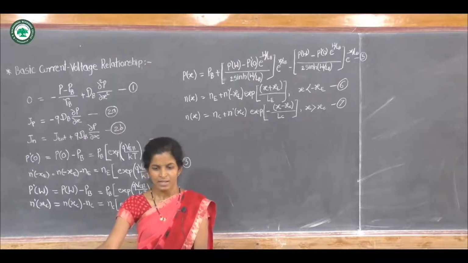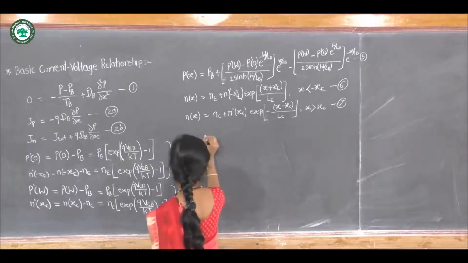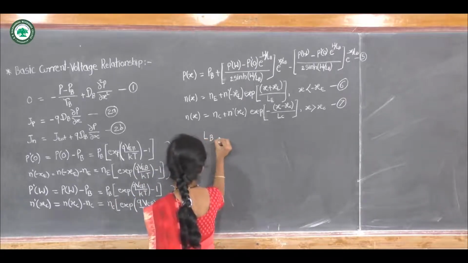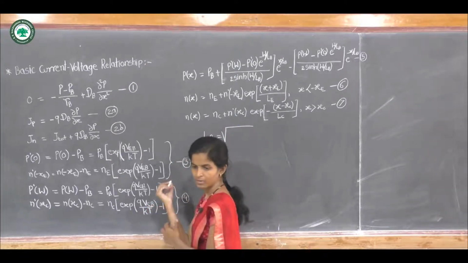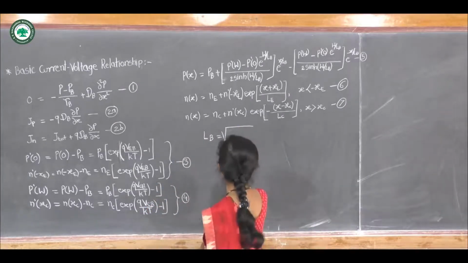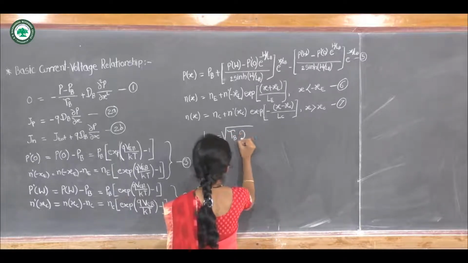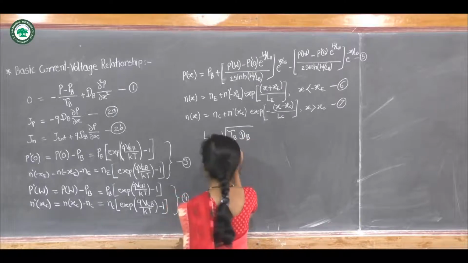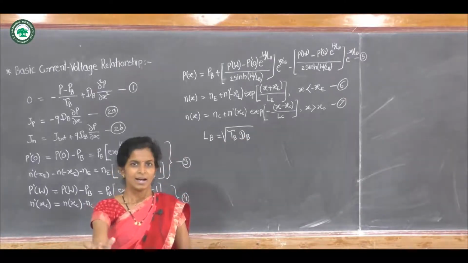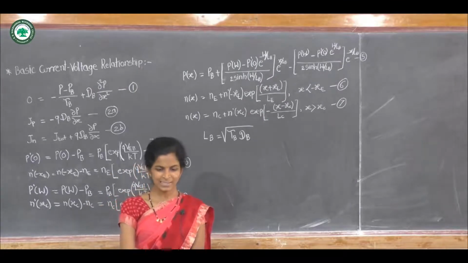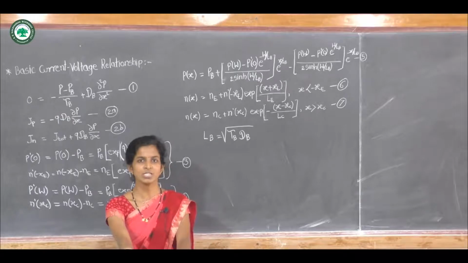So this diffusion length LB is given by LB equal to the square root of tau B into DB, where tau B is the lifetime of carriers in the base and DB is the diffusion coefficient.